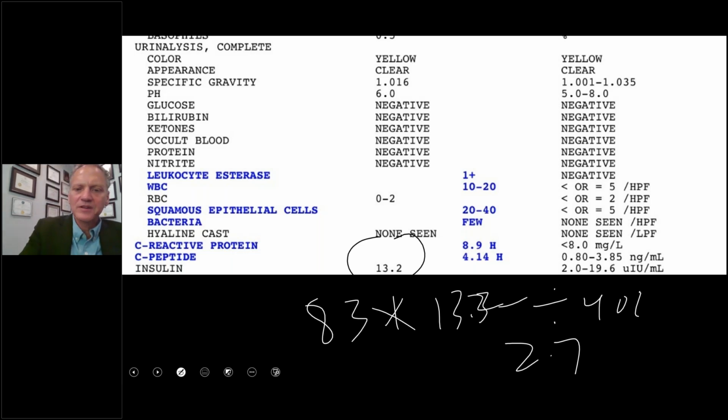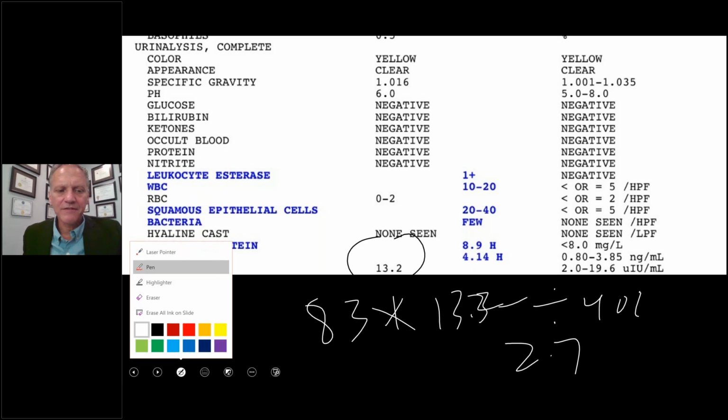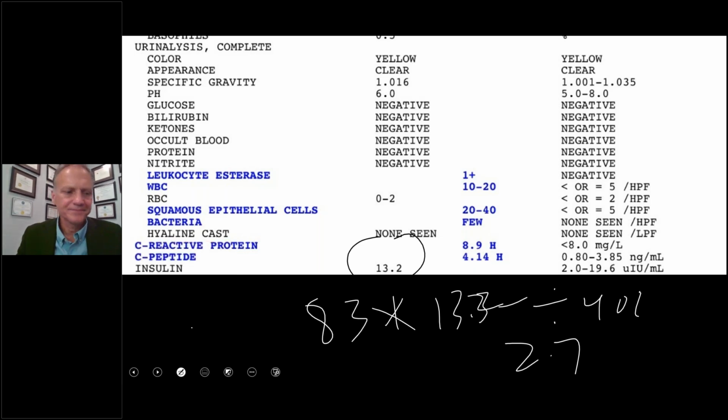Now, this C-reactive protein is up because now the person has a bladder infection. That's a whole different story for a different day.